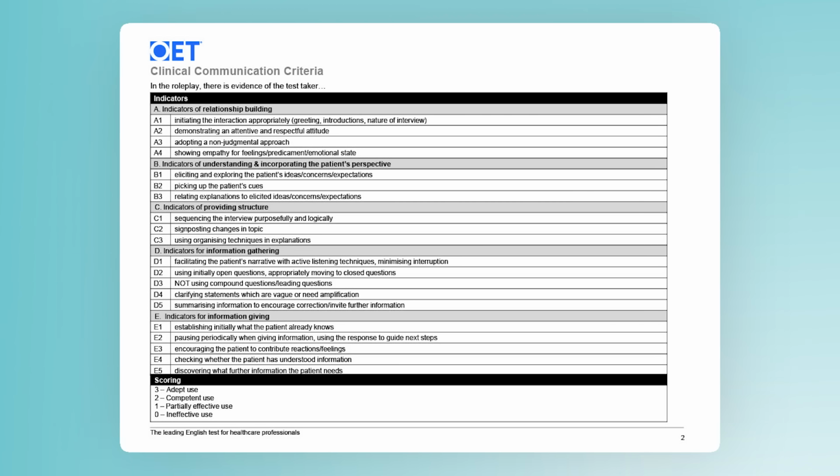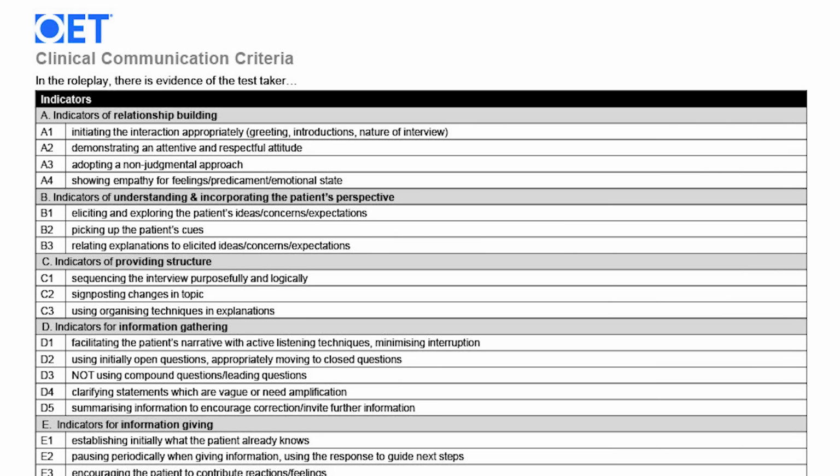That was a solid performance, scoring a band B, roughly 350 to 400 points. It was good, but not perfect. Let's break it down by criteria to see how they could have hit an A. Let's look through the criteria. We'll start with relationship building, which is clinical indicator A.